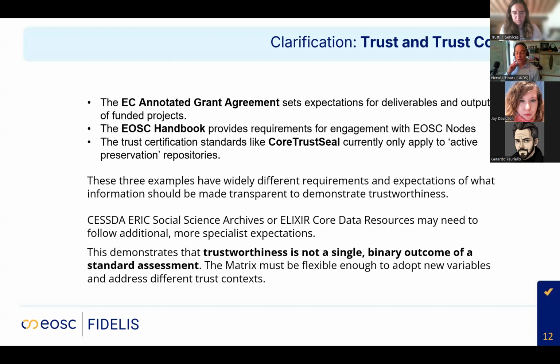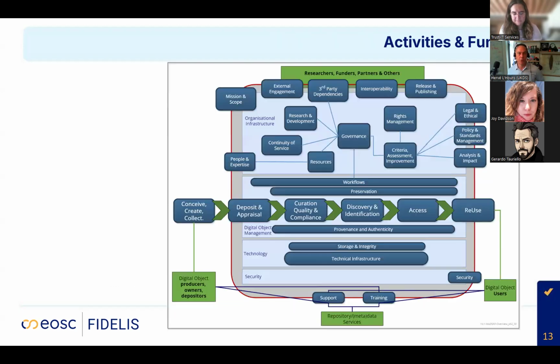I mean, overall, this just demonstrates that trustworthiness is not a single binary outcome of a standard assessment. But that means that the matrix must be flexible enough to adopt new variables and address different trust contexts over time. So defining a model for those trust contexts is going to be a significant part of the future work of the project.